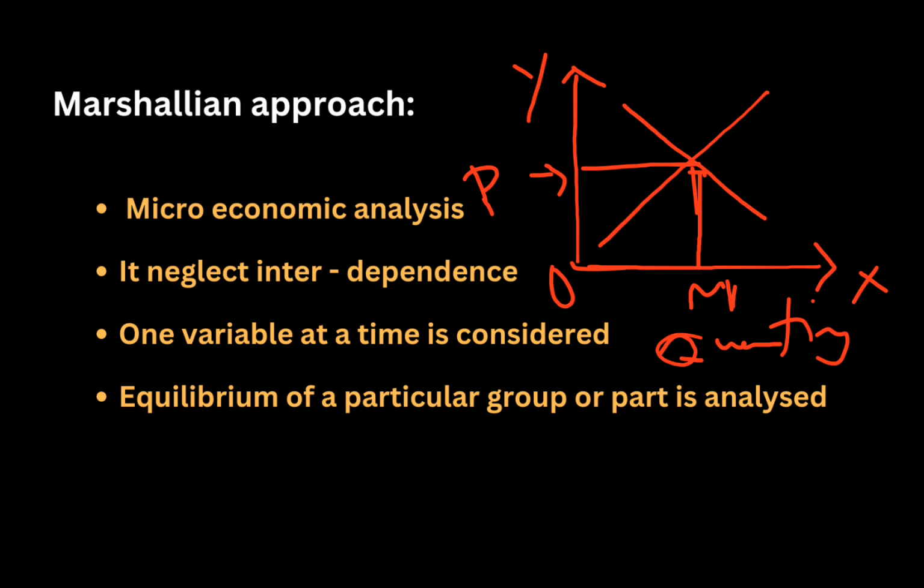If price changes from P to P1, there will be a new intersecting point where this is demand, this is the supply. Here demand is low and supply is great. So this is excess supply. Supply is more here, in this particular excess supply.